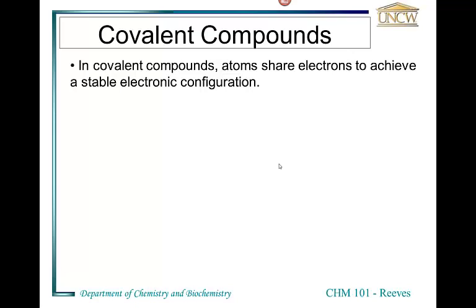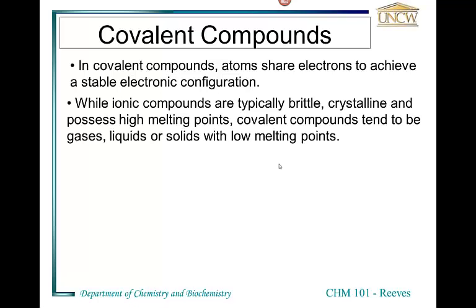I'd like to spend a little bit of time discussing covalent compounds, which are compounds, as you know, where the atoms share electrons so they can achieve a stable electronic configuration. Covalent compounds form between nonmetals because all nonmetals share the problem that they have a number of valence electrons, usually 4 to 7, and they need the octet, or 8 electron configuration, that the nearest noble gas has, and so they tend to share electrons to get that noble gas configuration.